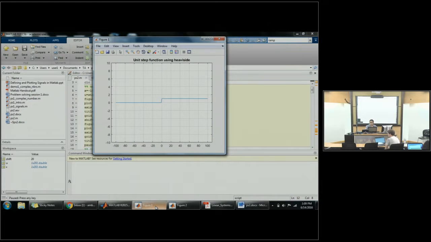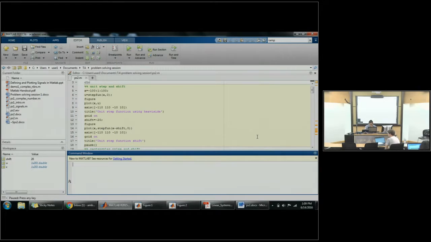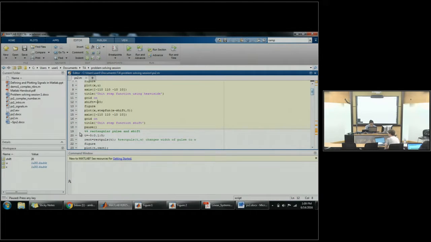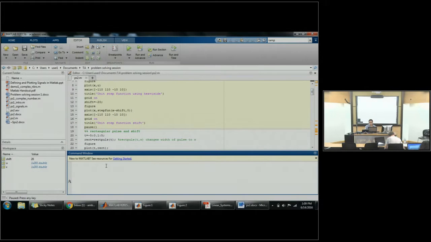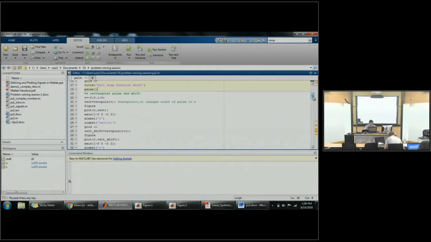Now my unit step was centered at t equal to 0. Now it's centered at t equals to minus 20. Okay. Now you can see a new command over here which is called pause. So pause, as is evident from the word, pauses the execution of your script at that step, unless and until you press some key on the keyboard. Any key on the keyboard, then it goes to the next step. So this was shift in the unit step function.